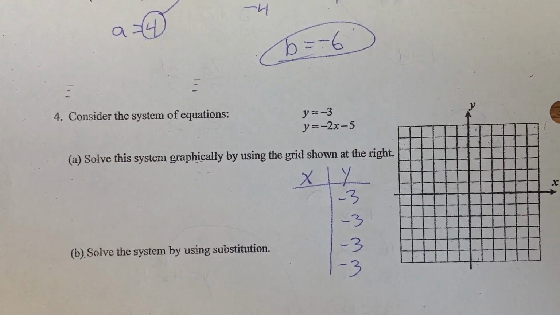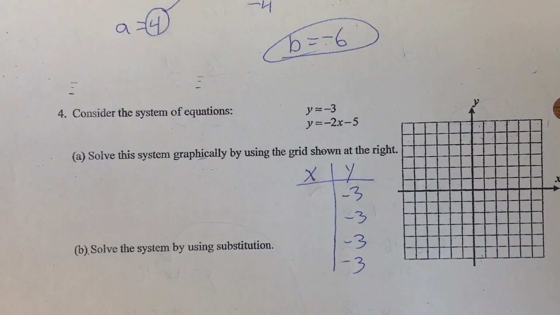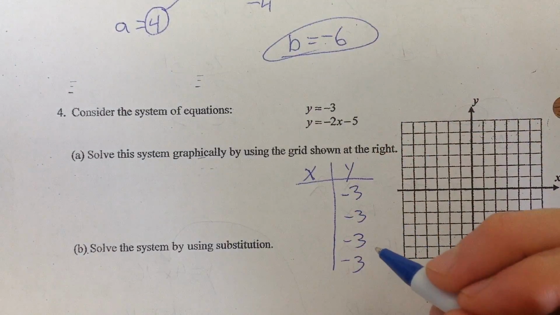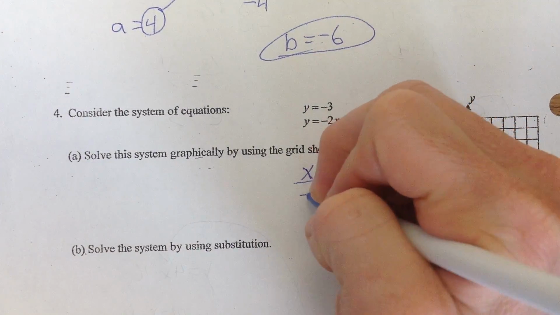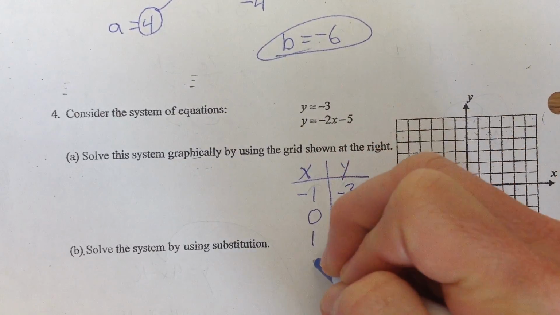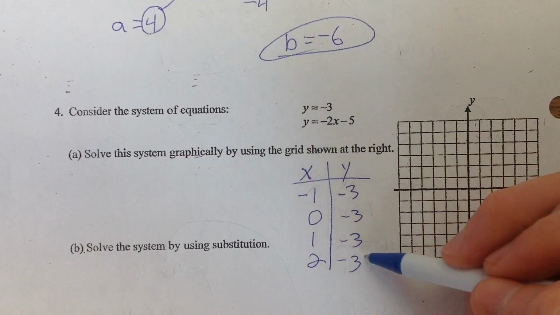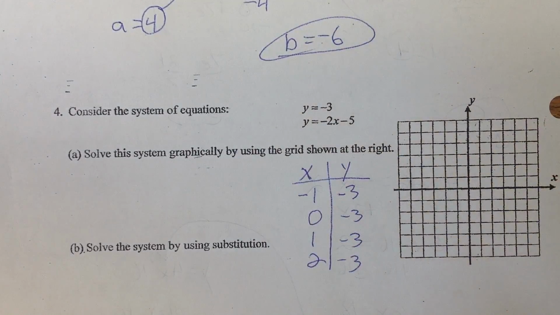Now you might be saying, all right, but what do I do for the x? Well, here's the beautiful part. Just put whatever you want in for the x. Don't pick really big numbers, because then you have to count a lot of squares. Just be like, all right, I'll do negative 1, I'll do 0, I'll do 1, I'll do 2. Doesn't matter what you pick. You can literally pick anything as long as the y is negative 3.